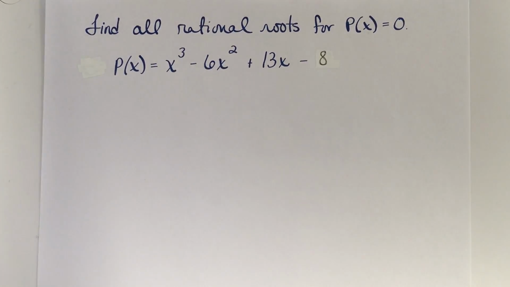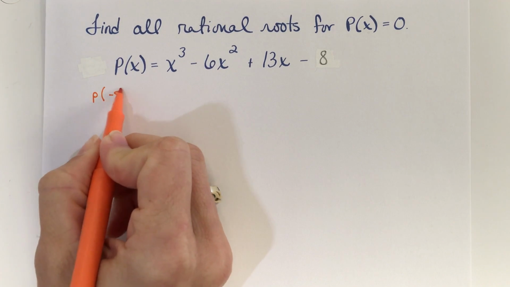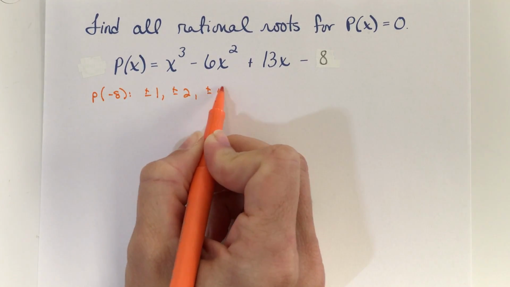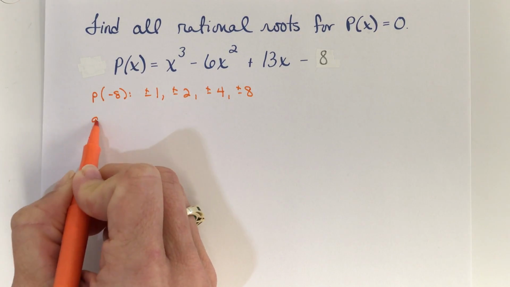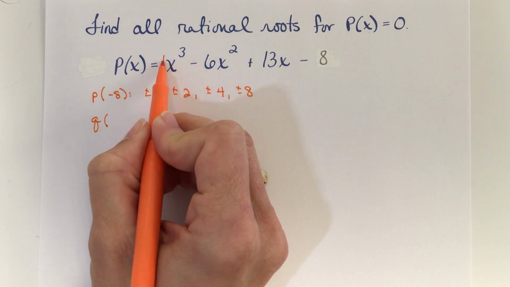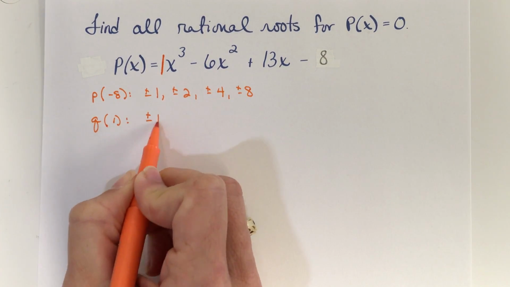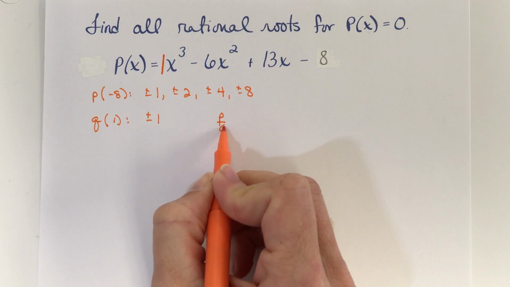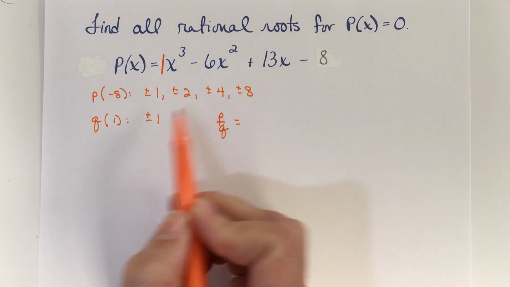Okay, so for P, now we go to your constant term, which is -8. So that's going to be plus or minus 1, plus or minus 2, plus or minus 4, plus or minus 8. This is all the numbers that will go into 8. Q is going to be your leading coefficient. Here's my largest exponent, and the number in front is just a positive 1, so all I've got there is plus or minus 1. So when I make my list of P over Q, this is going to be easy: 1 over 1, 2 over 1, 4 over 1, and 8 over 1.